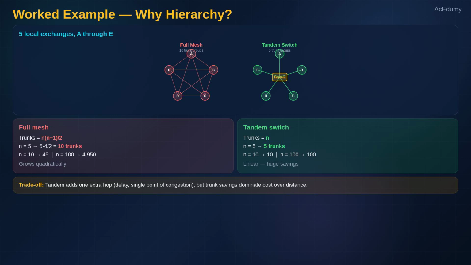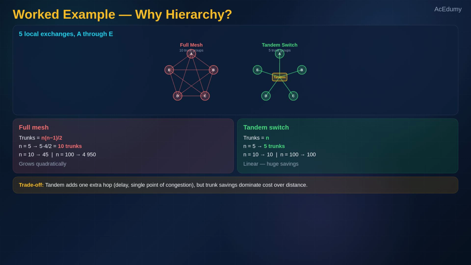Each exchange must connect to the other 4, but each connection is shared between 2 exchanges, so we count it once. The formula is n times n minus 1 divided by 2. For n equal to 5, that gives 5 times 4 divided by 2, which equals 10 trunk groups.